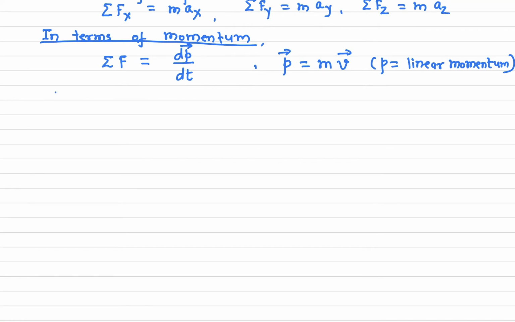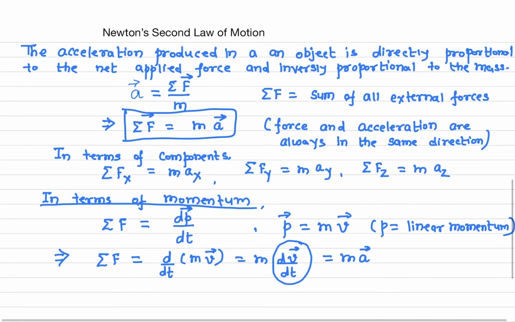Now let me simplify this equation further. Again, the summation F stands for the total force acting on an object. This can be written as d over dt of mass times velocity. Mass is a constant quantity, so I can take it out, and it will be dv over dt. This quantity dv over dt is the instantaneous acceleration produced in a system or in an object. So this will be equal to mass times acceleration, which is the same equation we just talked about.